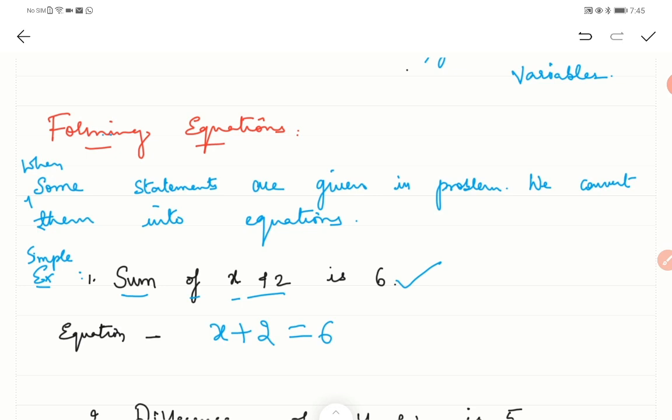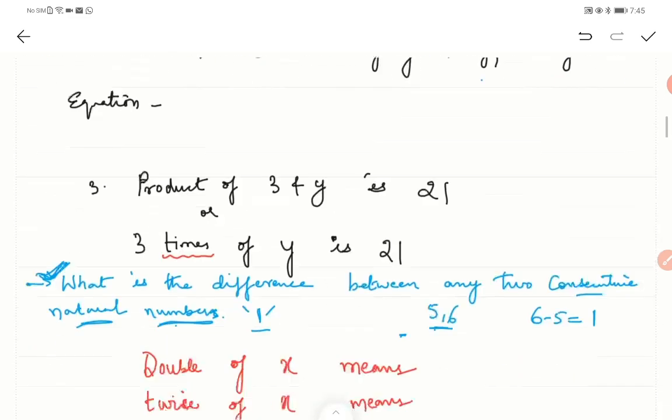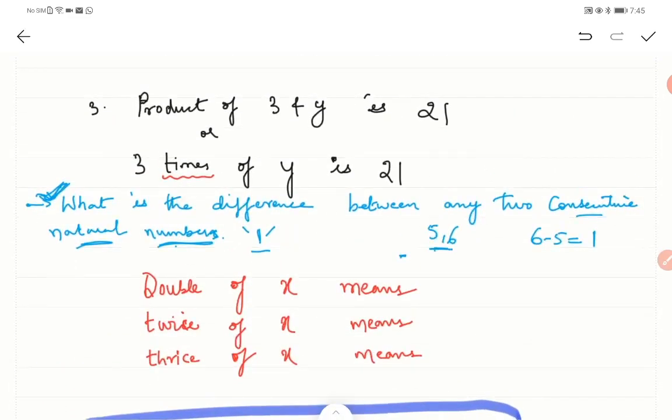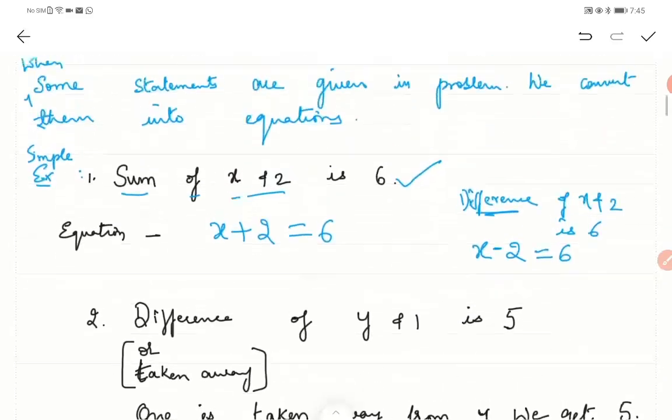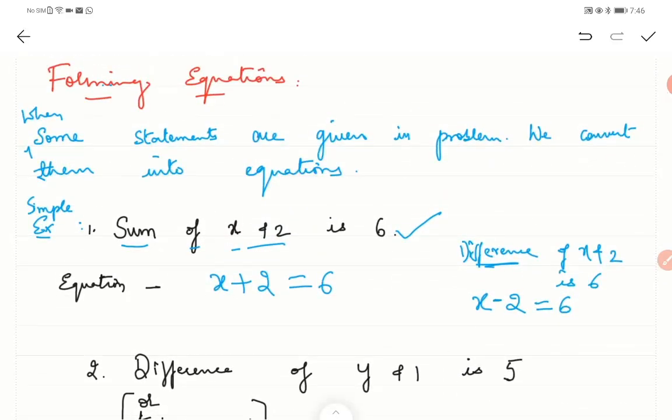If the statement was, suppose, difference of x and 2 is 6, then how will your equation be? Now you will write this as difference. They are saying difference, so it is x minus 2 is equal to 6, okay? So in this problem, that is what they've said. This is a statement, okay?